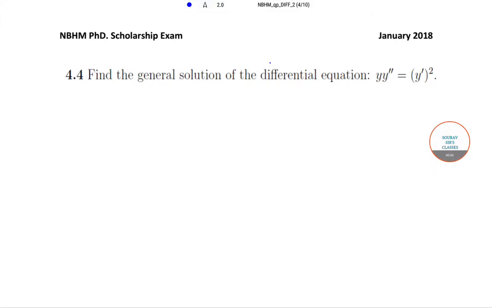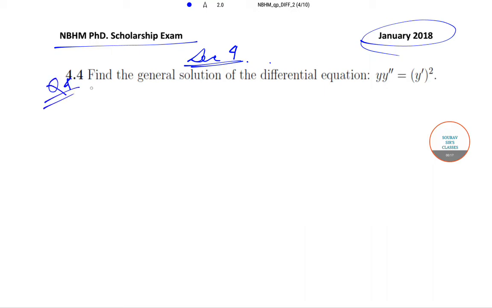Today we will be solving the NBHM PhD scholarship exam questions on the January 2018 paper. We will be solving the questions on section 4, which is the calculus and differential equation portion of the paper. Let's start off with question 4 of section 4. In this question we have to find out the general solution of the differential equation.